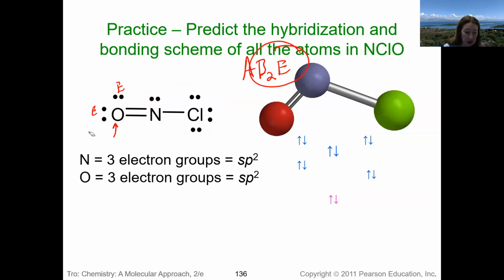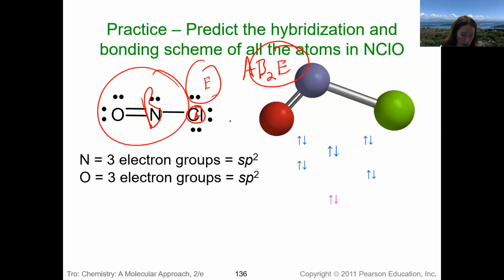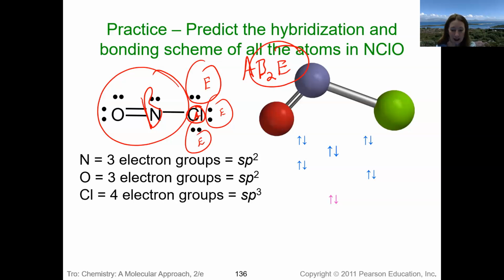And if we wanted to do this chlorine, again, the chlorine's not really bonded to anything, but we can still look at the number of electron groups around it. So here's our chlorine. There's an atom, an E, an E, and an E. That's 4 things, right? So it's S, P, P, P, sp3 hybridized.